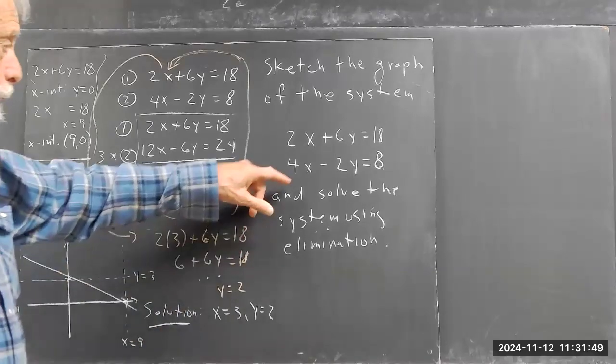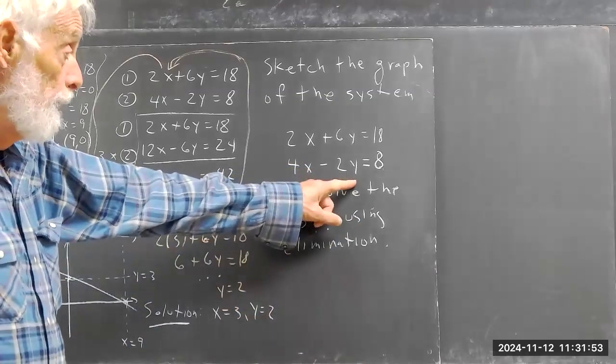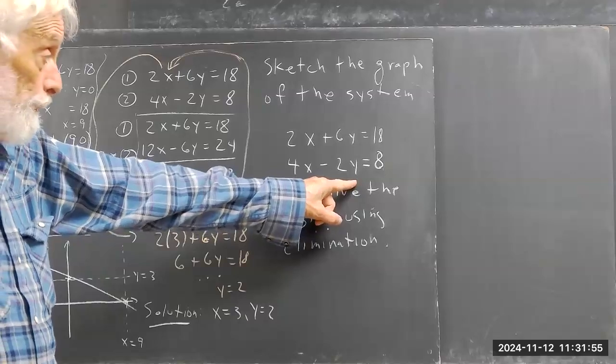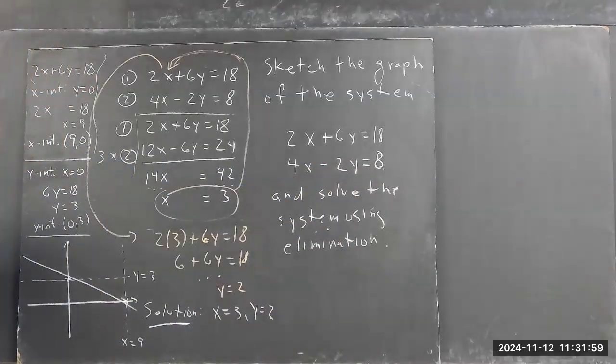Okay, well, I'm not going to work through the details in this one, but we can see if y equals 0, then 4x equals 8, so x equals 2.